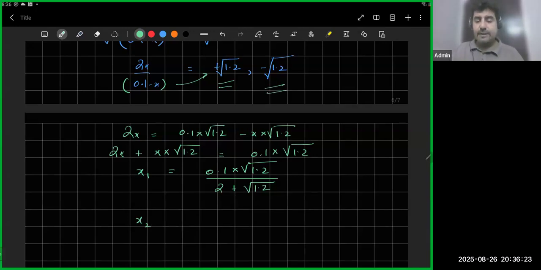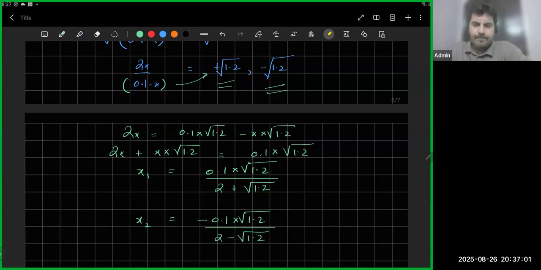But the only thing I'm going to do is use the same expression, except I'm going to substitute 1.2 under root with minus 1.2 under root. So if I do that, what do I get? The top one becomes minus because I'm using the negative value of 1.2 under root. And the bottom one would be 2 minus 1.2 under root. So the only thing I did was switch 1.2 under root with minus 1.2 under root. So I'm going to get two values for x, which are going to be x1 and x2.